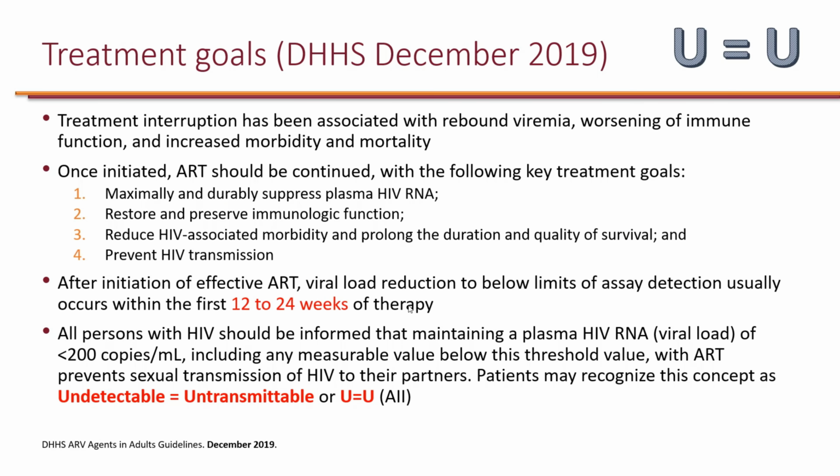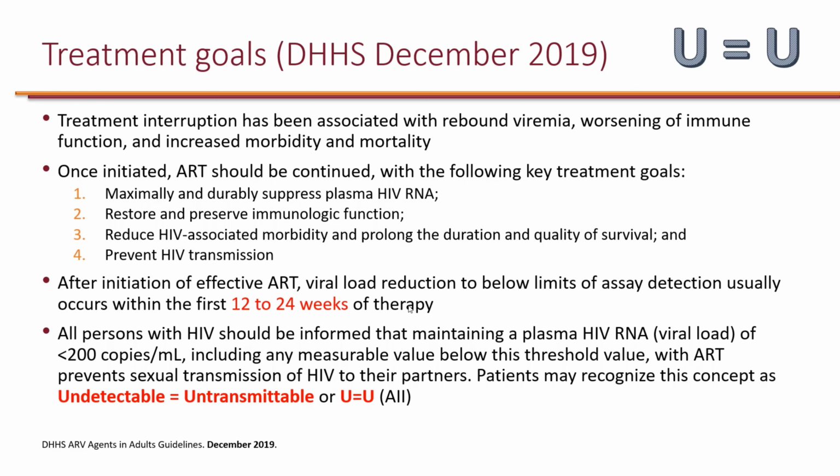Interrupting ART can lead to rebound viremia, worsening of immune function, and increased morbidity and mortality. Therefore, once ART is initiated, it has to be continued with the following goals. The goal is to maximally and durably suppress HIV RNA in the plasma, to restore and preserve immune function in HIV patients, to reduce HIV-associated morbidity and prolong the duration and quality of survival, and to prevent HIV transmission.